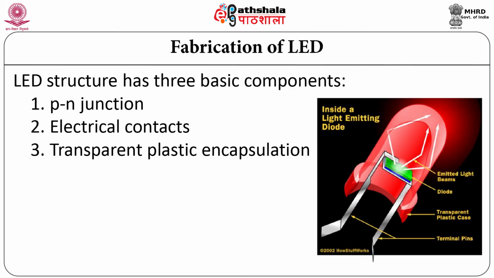Now let us study the fabrication of LEDs. LEDs are a specialized form of PN junction diodes that have been designed to optimize their optical output. As a result, the LED structure and fabrication techniques need to ensure that electroluminescence is optimized. LEDs basically consist of three main components. First, the actual PN junction chip, which is very important. Second, electrical contacts, and third, transparent plastic encapsulation.